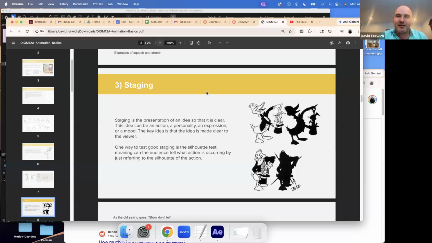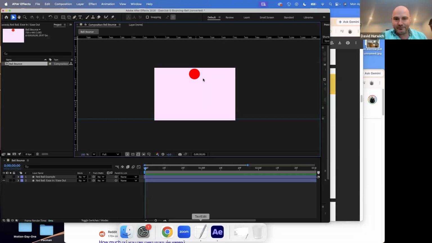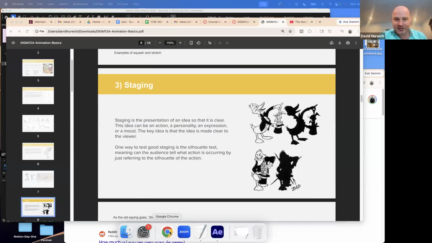Staging is the idea that when you have a scene, you're presenting the action, whatever it is that you're doing, in a way that's easy for the audience to understand. Okay. So the way I kind of explain it is, don't think about how things would work in real life. Think about what's the easiest way to present an idea if this was like a stage, if this was like a play. Okay.